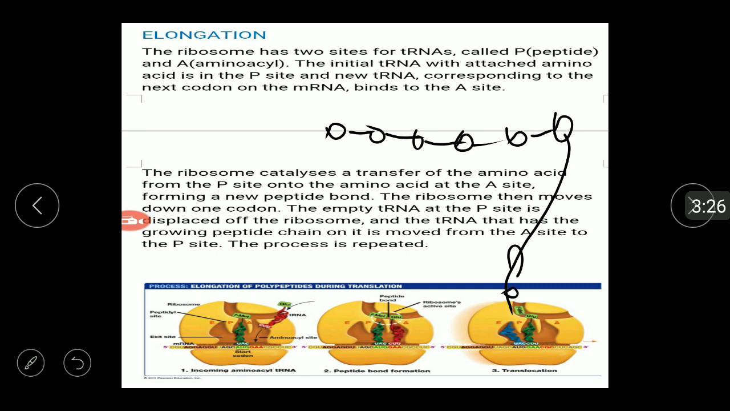In this E, P, A site arrangement, as we know, first binding occurs here and then bond formation, and then this one moves to the A site and this one to the P site. This process is repeated. This is a simple view of the elongation process.